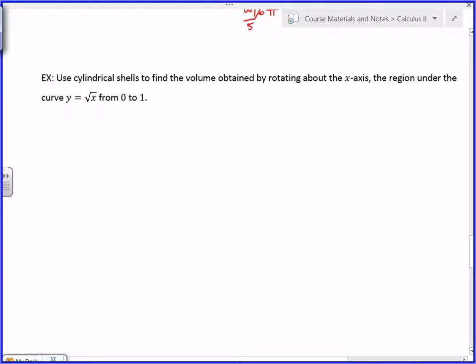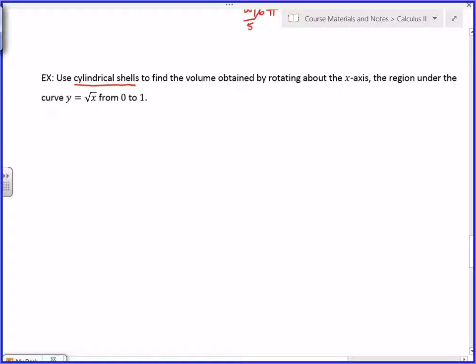So this one actually tells you, in fact, several of the ones in your homework will say, use shells to do this. It may not even require that you use shells. You could probably do it by the disk method or the washer method, but it's telling you to do it by the shell method.